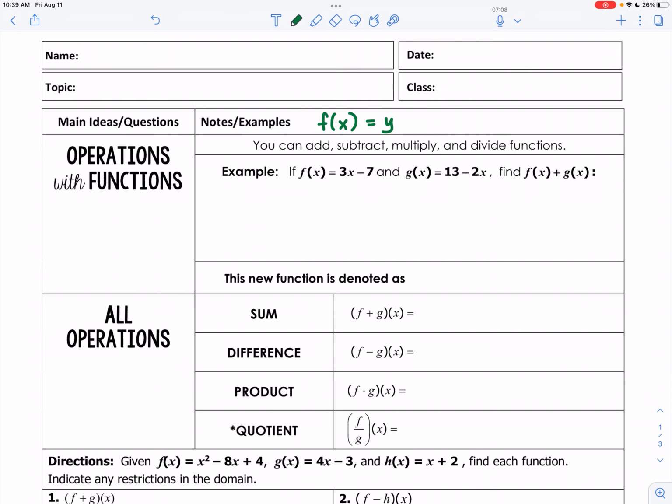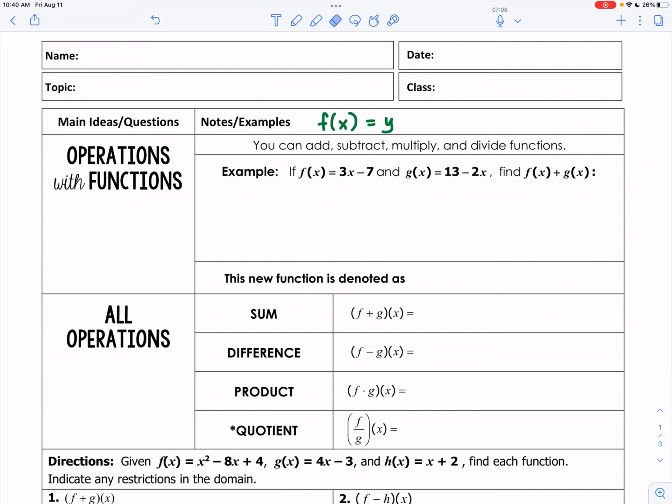So we're going to be looking at how to use this function notation to add and subtract. We will not be doing multiplying and dividing right now. We'll do that later on in the year. So for example here, they're giving us two functions. f of x is equal to 3x minus 7 and g of x equals 13 minus 2x. We're just going to be substituting in for these functions the polynomial part.